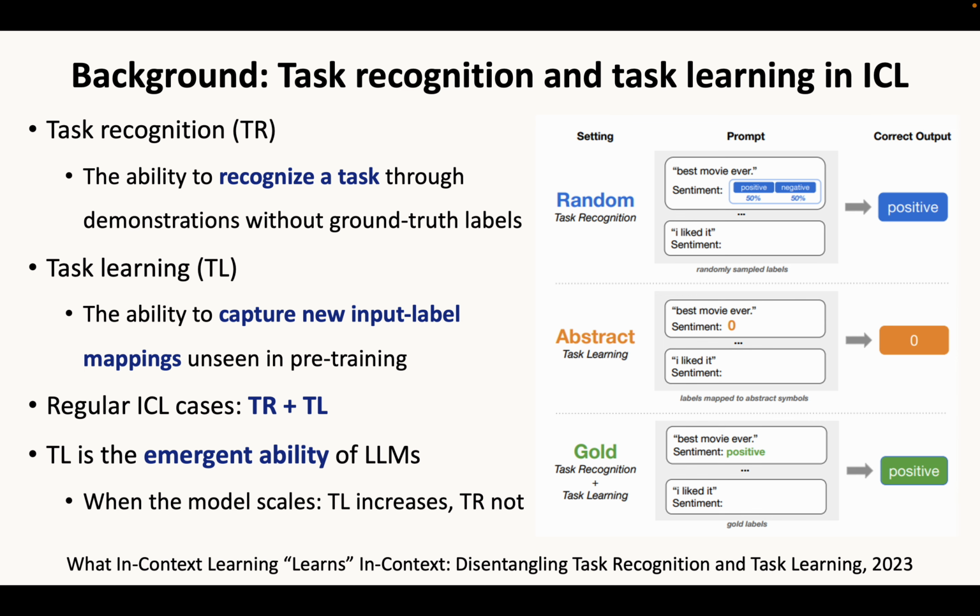Another study analyzed this phenomenon and found that there are two abilities in in-context learning, which are task recognition and task learning. Task recognition means the ability to recognize the task, and task learning means the ability to capture new input-label mappings. Regular ICL cases require both task recognition and task learning, but only task learning is an emergent ability of LLMs.